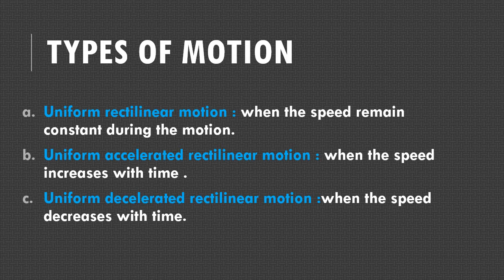So the type of the motion depends on the speed. If it is constant, then it is uniform. And if the speed increases, it will be accelerated, and if the speed decreases, it will be decelerated.